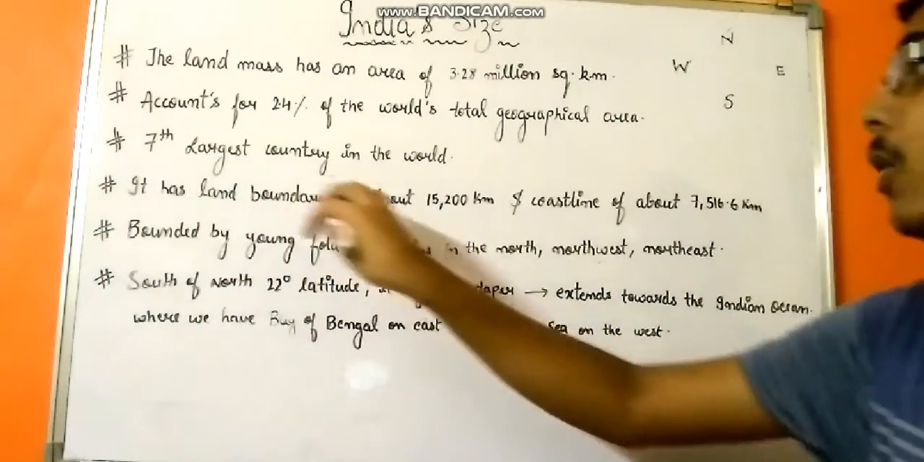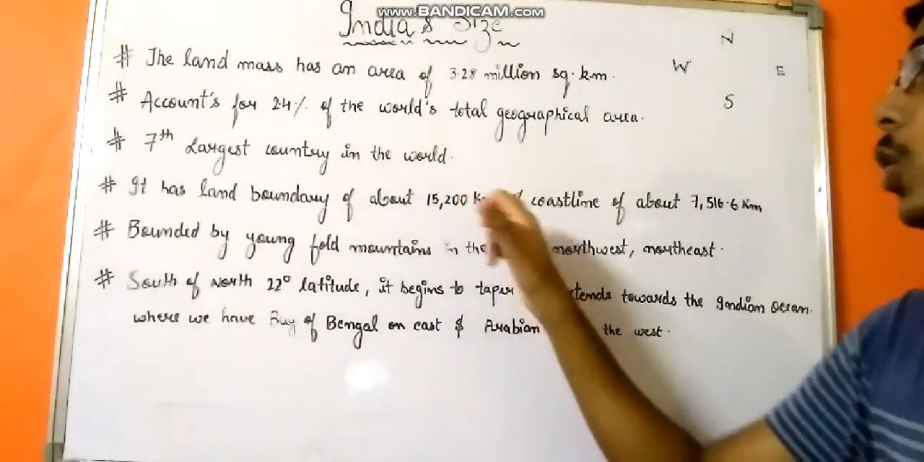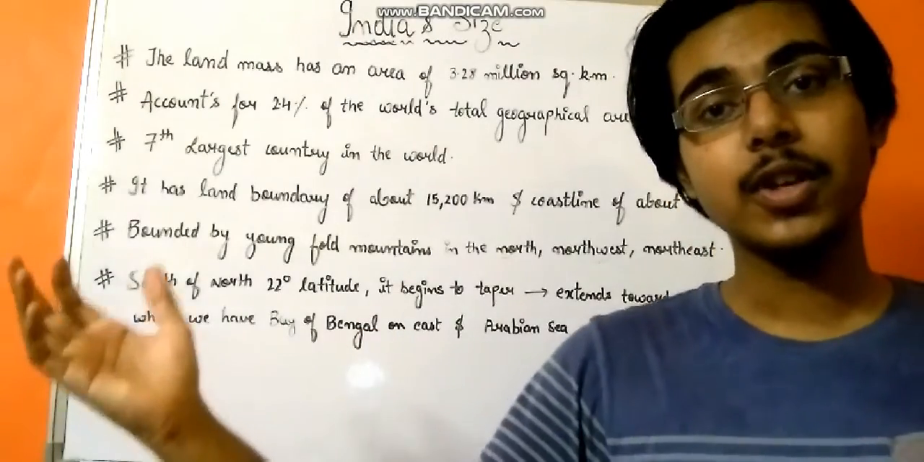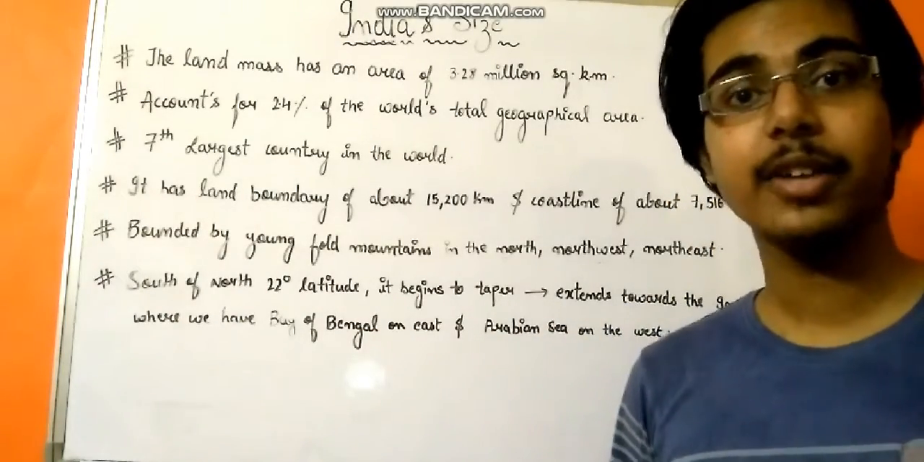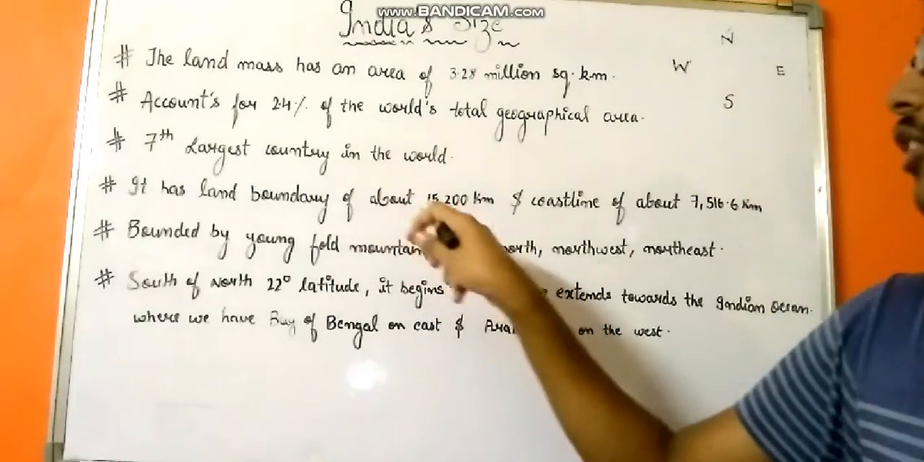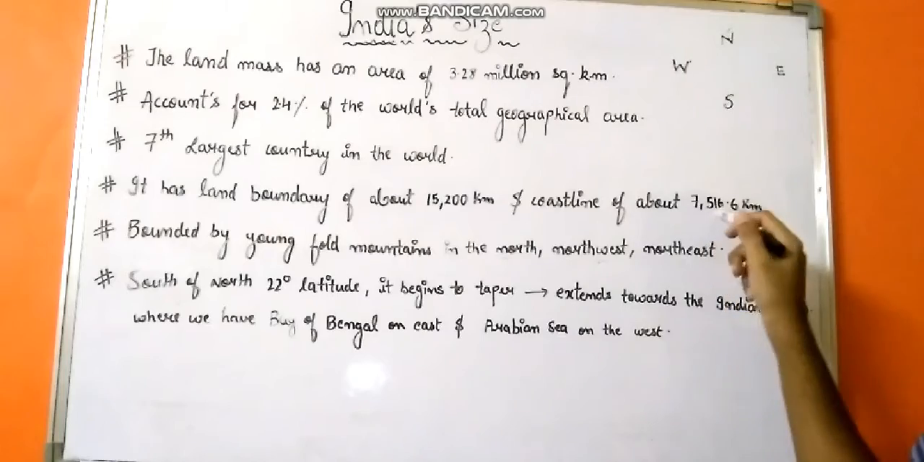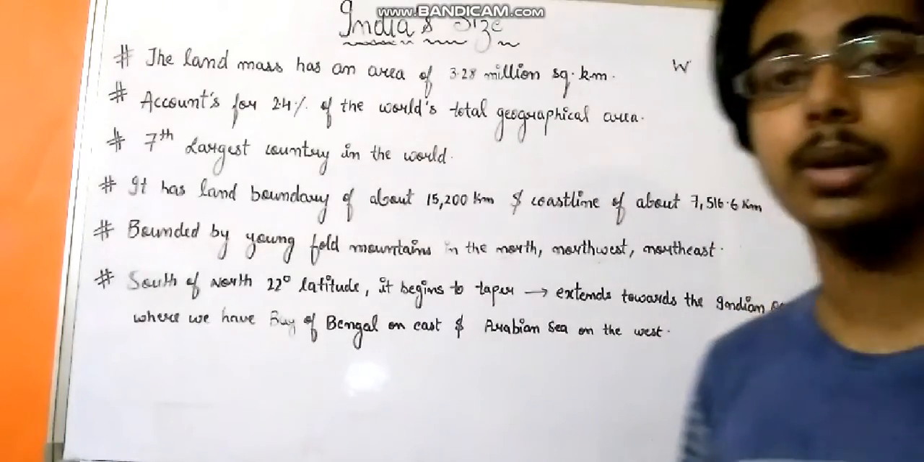Now it has a land boundary of about 15,200 kilometers. Now what does this land boundary mean? See, land boundary is actually the total boundary that we have with other countries. So it has over 15,200 kilometers of land boundary and a coastline of about 7,516.6 kilometers.